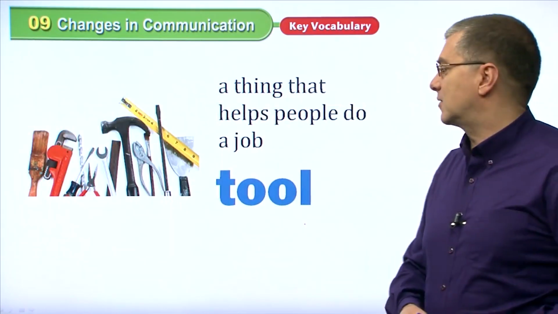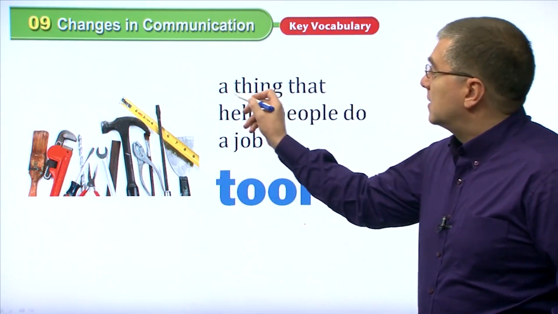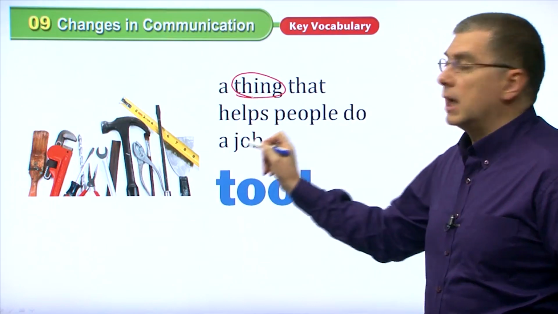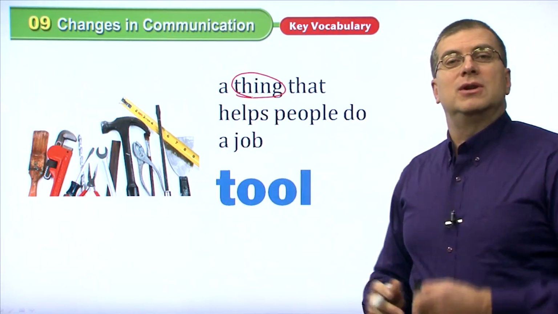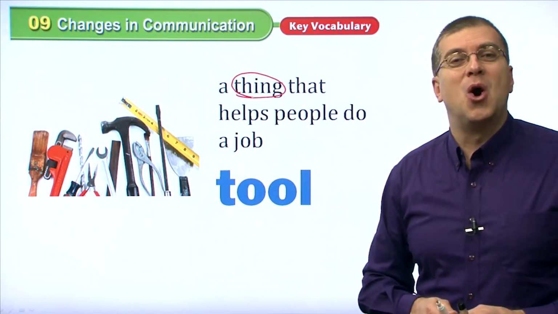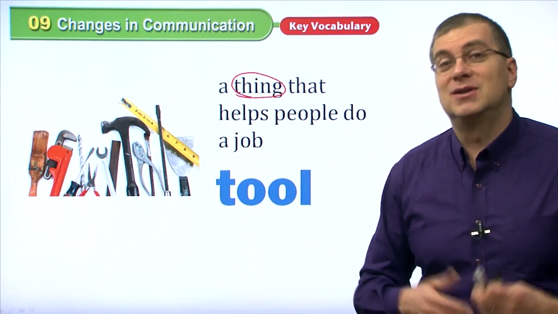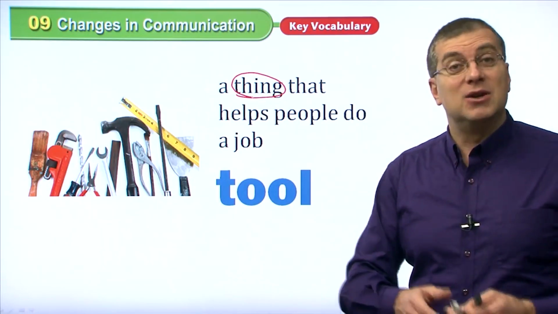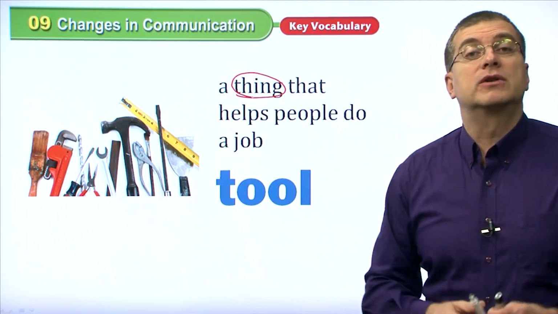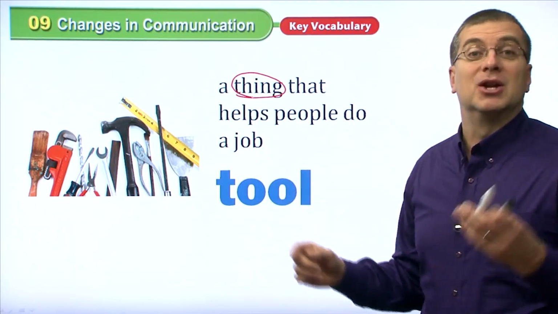Let's take a look at the next one. Tool. A tool is a thing. It's an object that helps people do a job. When you do your job, what is your job? You are students, right? So your job is to do homework. What tools do you use to do your job? You probably use paper, right? A notebook and a pencil. Those are your tools. Those tools help you do a job, your homework.